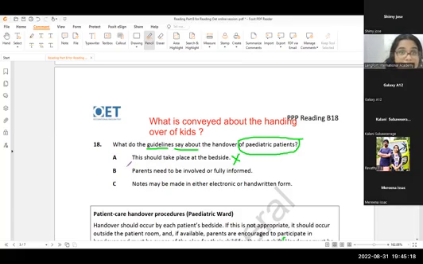Yes. That can be an option. But let's wait. Let's see the final one. Final one as well. The person who was reading the final one: notes may be made in either electronic or handwritten form.